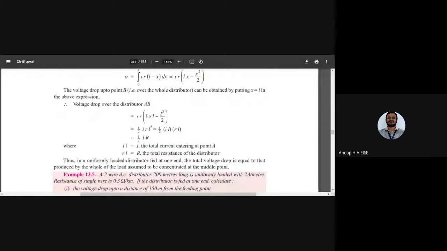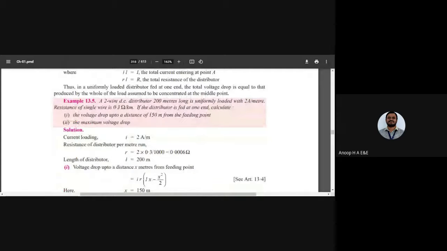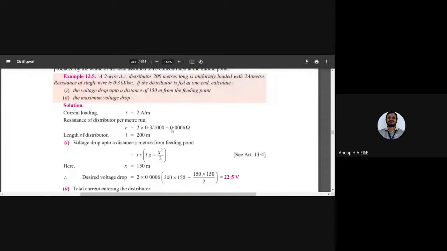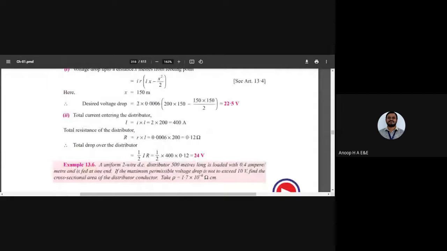Now what I'll be doing is taking the total current entering the point A and the total resistance of the distributor. We are going to have a two-wire DC distributor which is 200 meters long. This is a problem we already solved. Up to the point X we have 150-meter length of the line, the total current entering the distributor is 400 amperes, and the total resistance is 0.12 ohm.